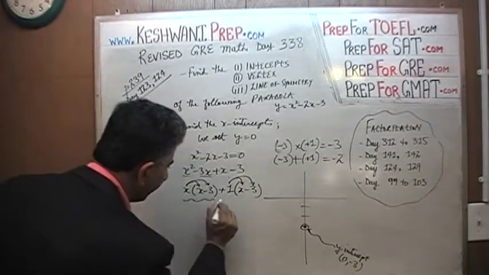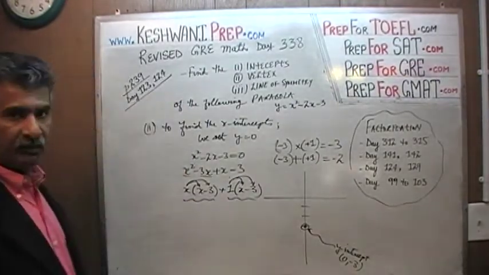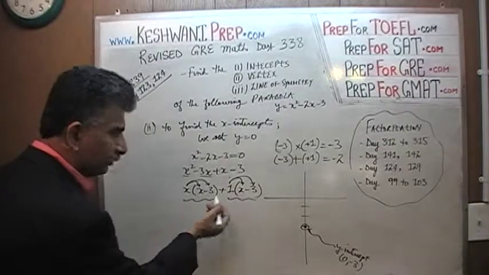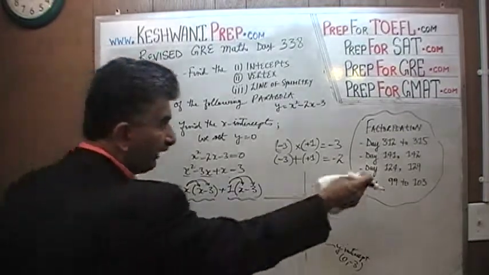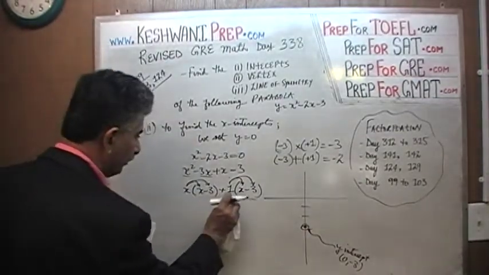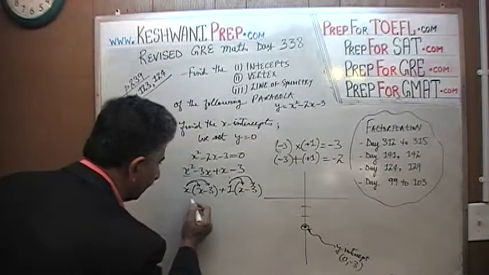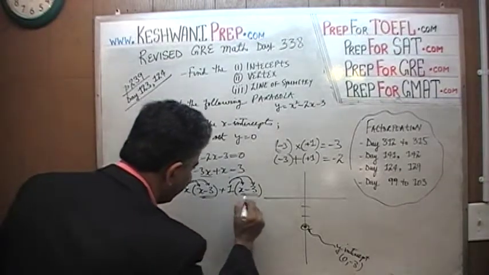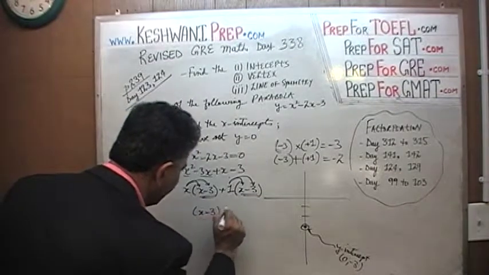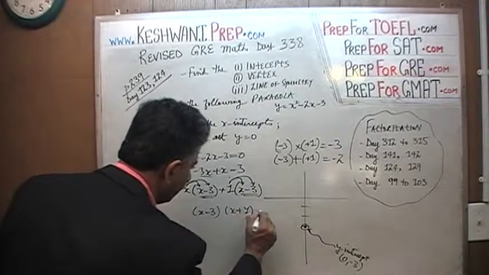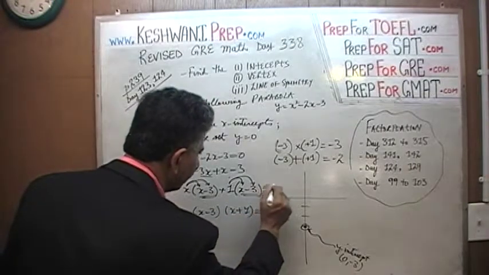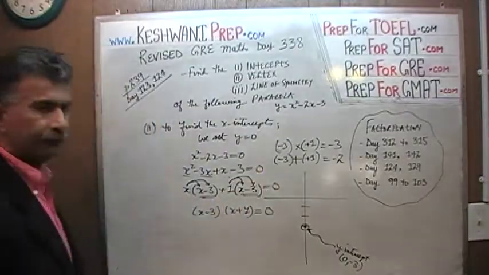Now we look at these two terms, and we ask ourselves, what's the common factor in these 2 terms? Again, as I told you, I wasn't going to explain everything, but there we go again. The common factor in these 2 is x minus 3. Take it out, and we get x plus 1 left over, and that whole thing has to equal 0.